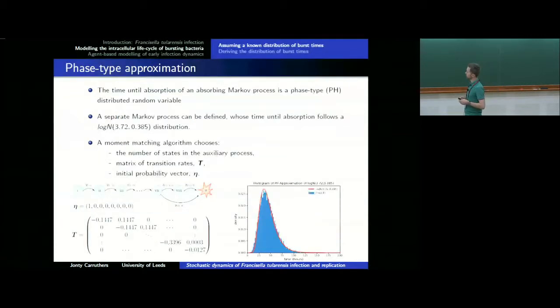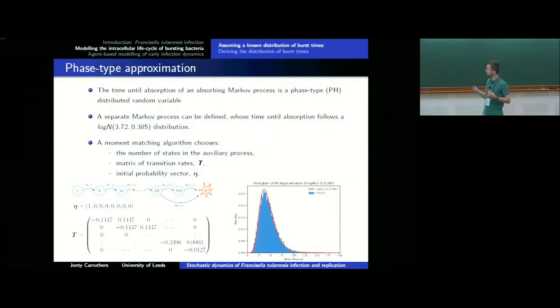The approach we use is to consider phase type distributions. The phase type distribution is really a generalization of the exponential distribution; it's a family of distributions. You can define it as the time until absorption of an absorbing Markov process. The simplest case is if you have one state and another state, with one transition into the other. The second state is your absorbing state, and we know that the time to go between them is an exponential random variable. So the exponential distribution is your simplest case of a phase type.